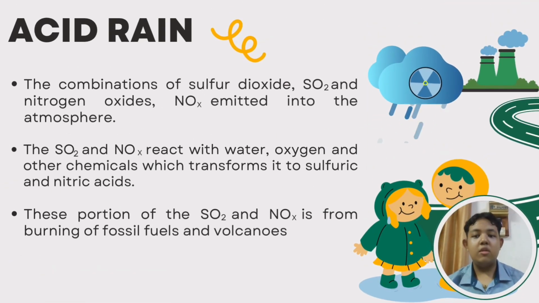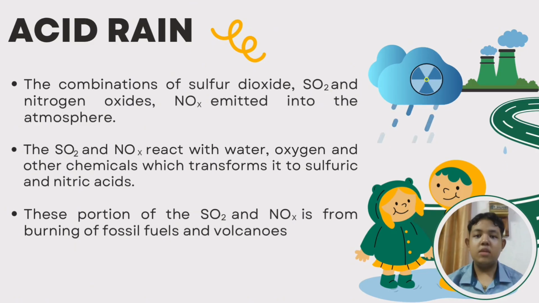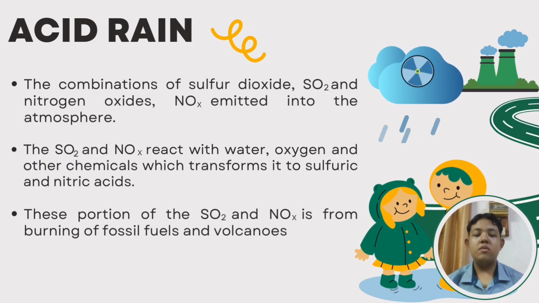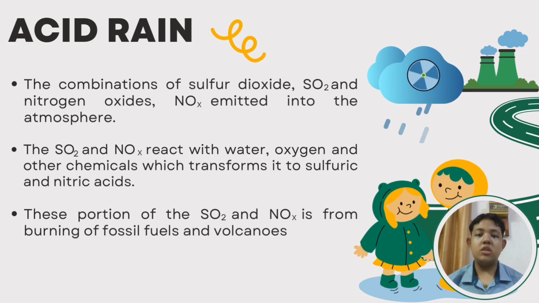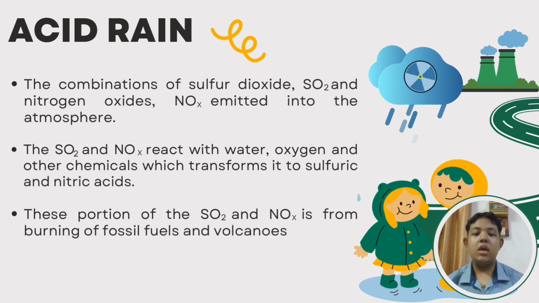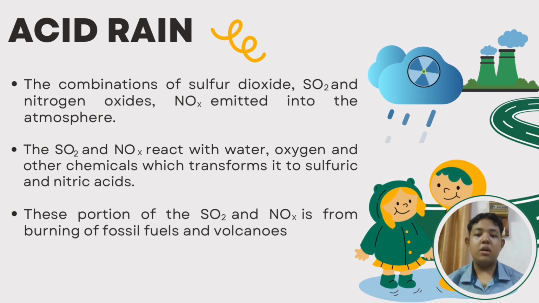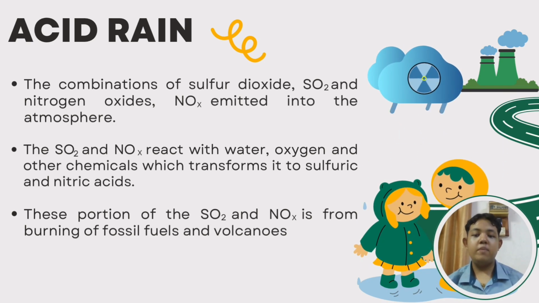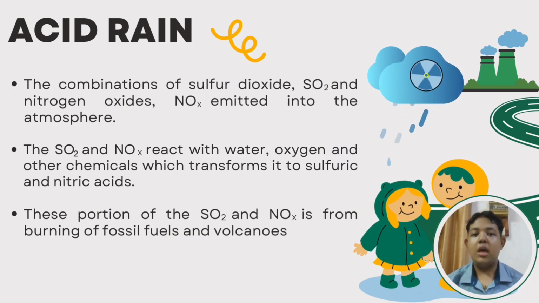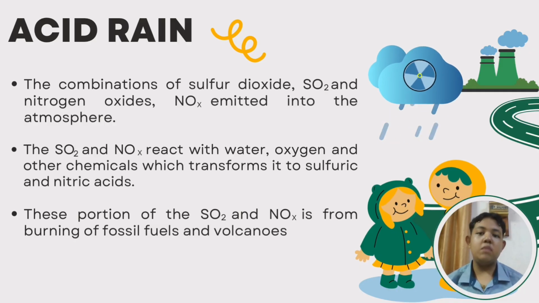So now let's look at what acid rain is. Acid rain is actually caused by air pollution, from human activities and natural sources. This is when sulfur dioxide and nitrogen oxides are released into the atmosphere, mainly from burning fossil fuel and volcanic eruptions. After that, they mix with water vapor, oxygen, and other chemicals in the air. This reaction produces sulfuric acid and nitric acid, which are harmful acids, and this is why normal rain becomes acid rain.